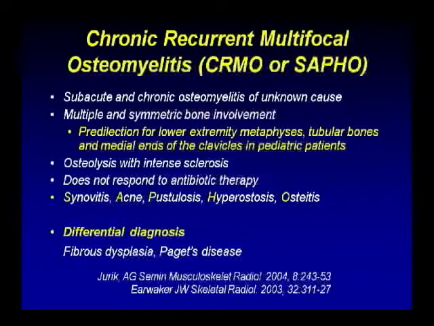So keep in mind that the term SAPHO is also used for chronic recurrent multifocal osteomyelitis, and this stands for synovitis, acne, pustulosis, hyperostosis, and osteitis. So this is something which is going along with skin changes and these osteomyelitis typical changes within the bone. And this may be typically also found at the medial ends of the clavicles. Differential diagnosis for chronic recurrent multifocal osteomyelitis is fibrous dysplasia and Paget's disease.